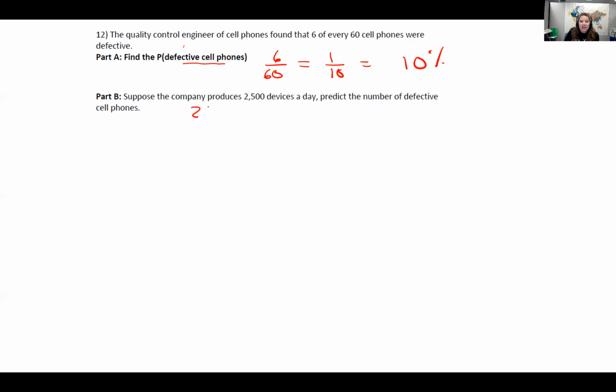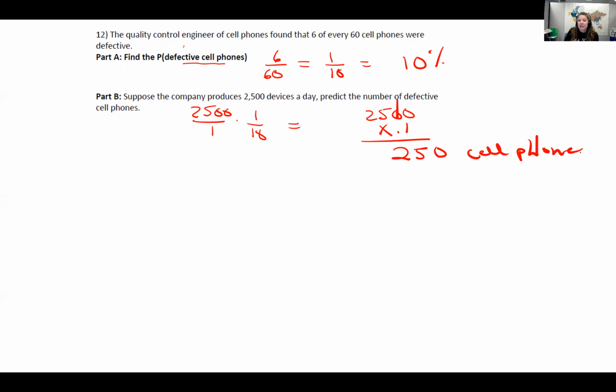So I could either set this up as two fractions, or to me, it's just easier to find out what is 10%, 0.10, 0.1, same thing. So 2,500 times 0.1 is 250. 250 cell phones are defective based on the results. I don't know why my pen keeps putting those lines, but anyway.